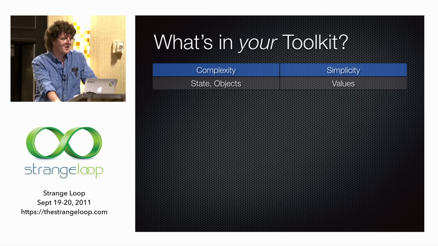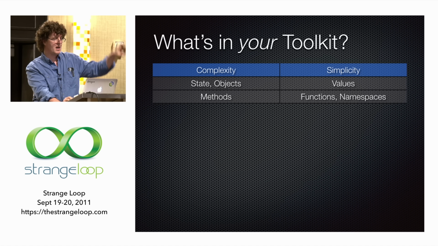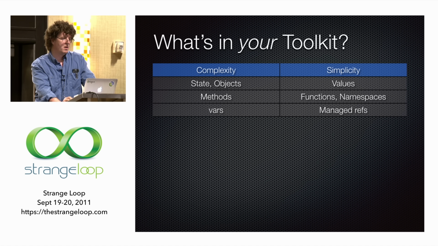So what things are complex and what are the simple replacements? I'm going to dig into the details on these, so I won't actually explain why they're complex. We're going to say state and objects are complex, and values are simple, and can replace them in many cases. I'm going to say methods are complex, and functions are simple, and namespaces are simple. The reason why methods are there is because often the space of methods, the class or whatever, is also a very poor namespace.